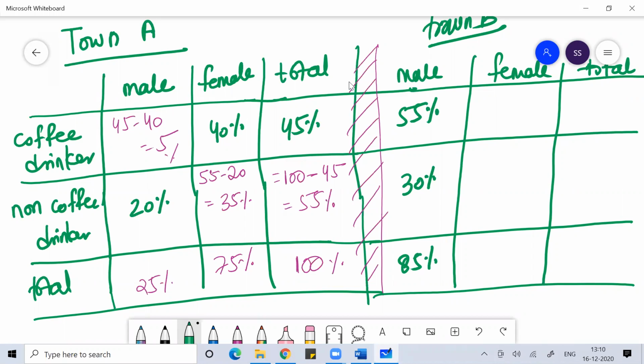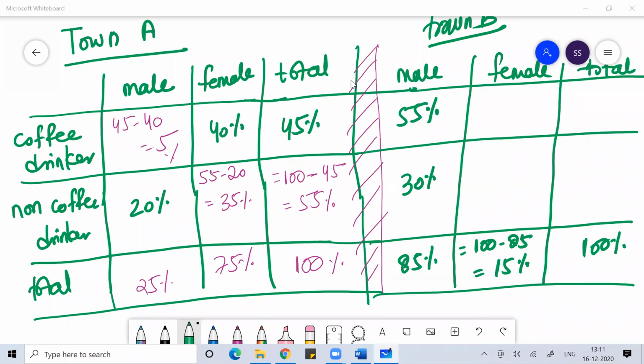So the male coffee drinker is 55, male non-coffee drinker is 30. So the total would be 85. If the total is 85, then this would be 100 minus 85. This will be 15%. Yeah, this is 15%. Correct answer, Hemant.